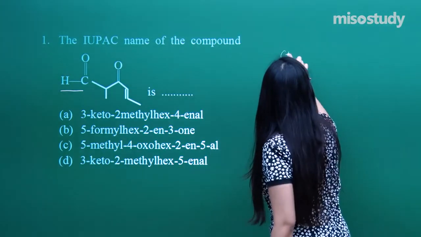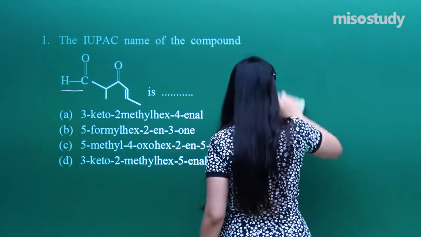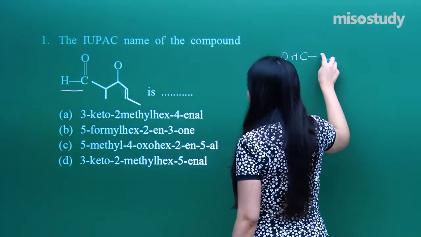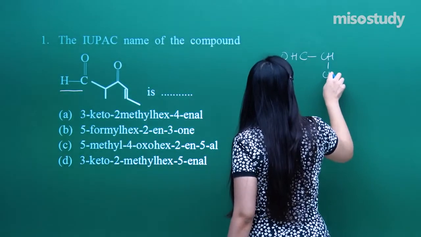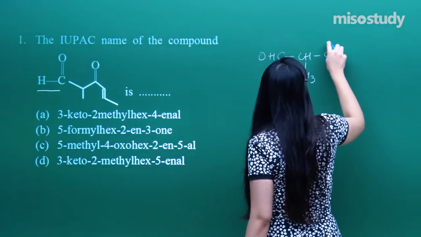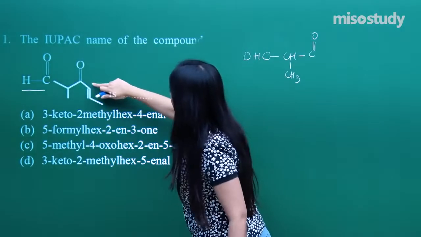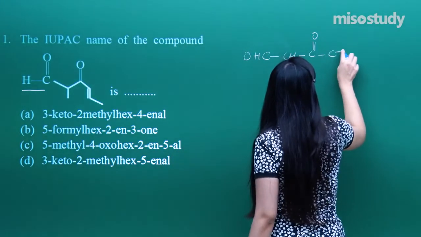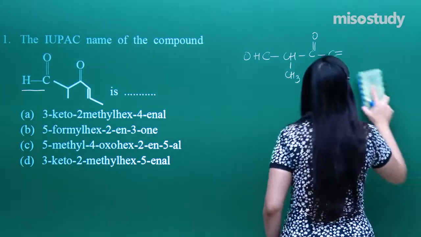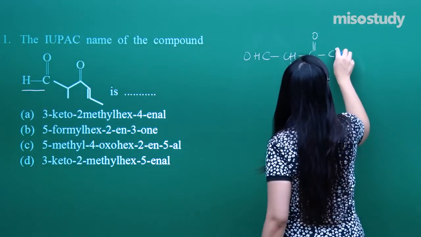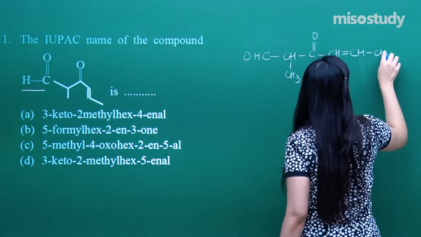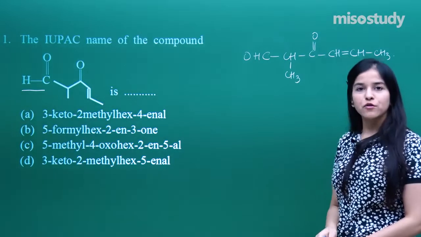So it is CHO, we have an aldehyde in the very beginning, followed by CH, and there is a methyl group attached, along with again a ketonic group, and a carbon which is doubly bonded here. Let me write off the valencies. So the valencies would be CH, double bond, CH, and finally CH3. That is how we are going to write the compound over here.